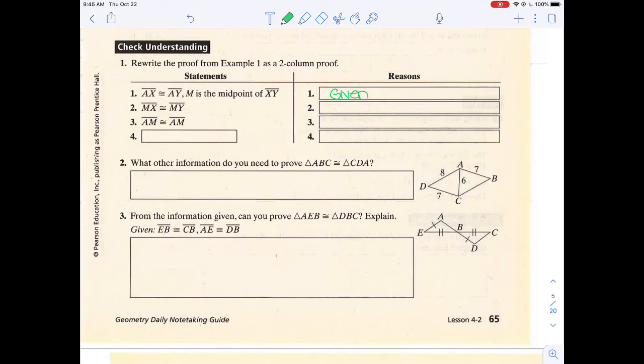Okay, then number 2, what other information do you need to prove that triangle ABC is congruent to triangle CDA? So look at this picture over here, decide what you need to know to prove that. And then number 3, from the information given, can you prove that the triangles are congruent? So use the figure, use the information they give you here, try to decide if you know that those triangles are congruent or if you need more information. All right, go ahead, get started on that. If you have any questions, make sure you're asking, and good luck.